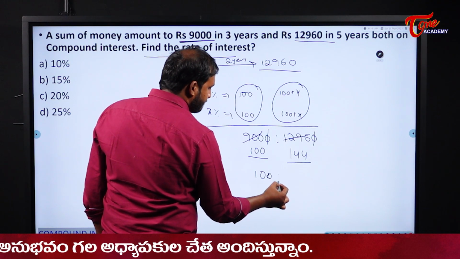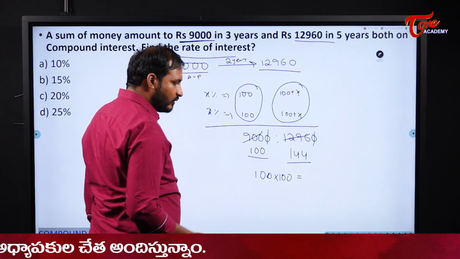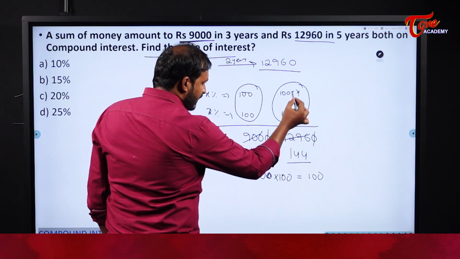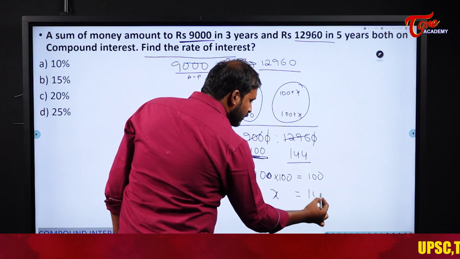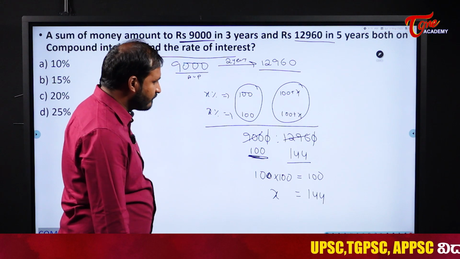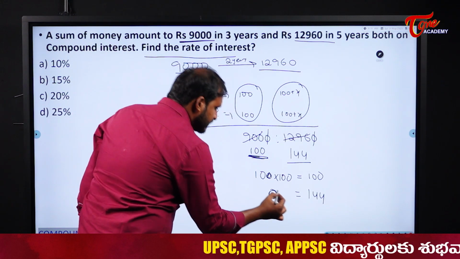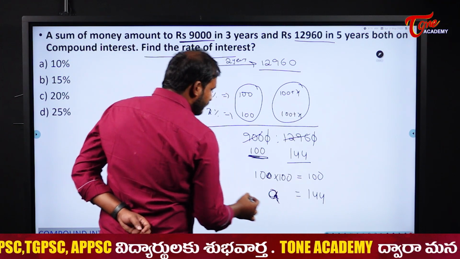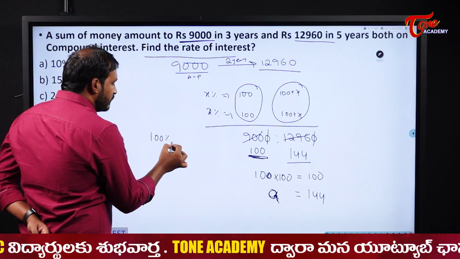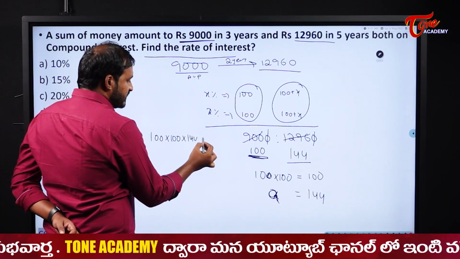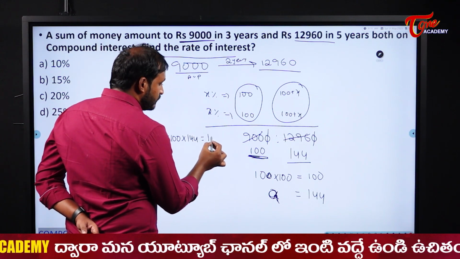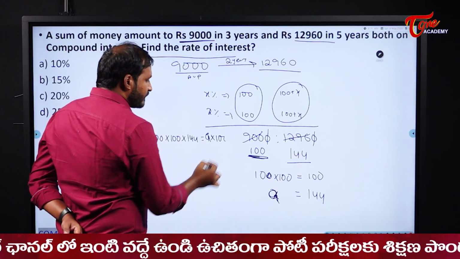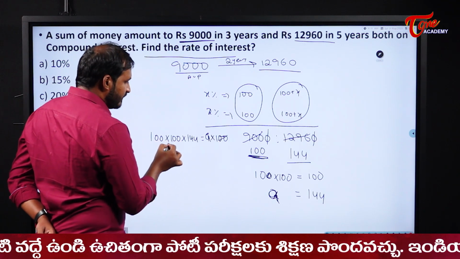100 into 100. Okay, for time being, 100 into 100 is what? 100. This 100, and we don't know what it is. Let us assume it as some A is equal to what? 144. 100 into 100 is 100 and this one is some 144. Now please observe here. When I cross multiply it, what will I get? 100 into 144 is equal to A into 100. So this 100 will get cancelled.